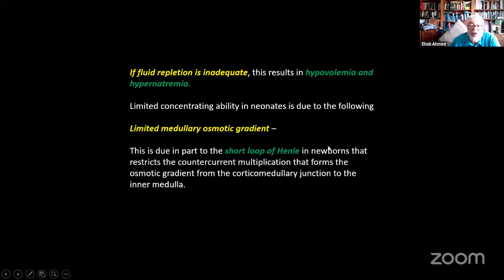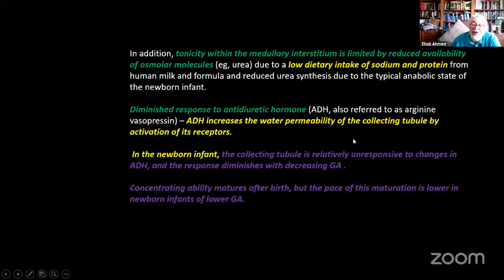They have short loops of Henle. They have low glomerular filtration rate, low renal blood flow, and also the tonicity within the interstitium is low because the baby is not fed yet. And when the baby is fed, the intake of sodium and protein will improve this tonicity. Also, an important point, the hormones are available in the newborn baby, even in the preterm, but the response is diminished. There is diminished response to antidiuretic hormone.